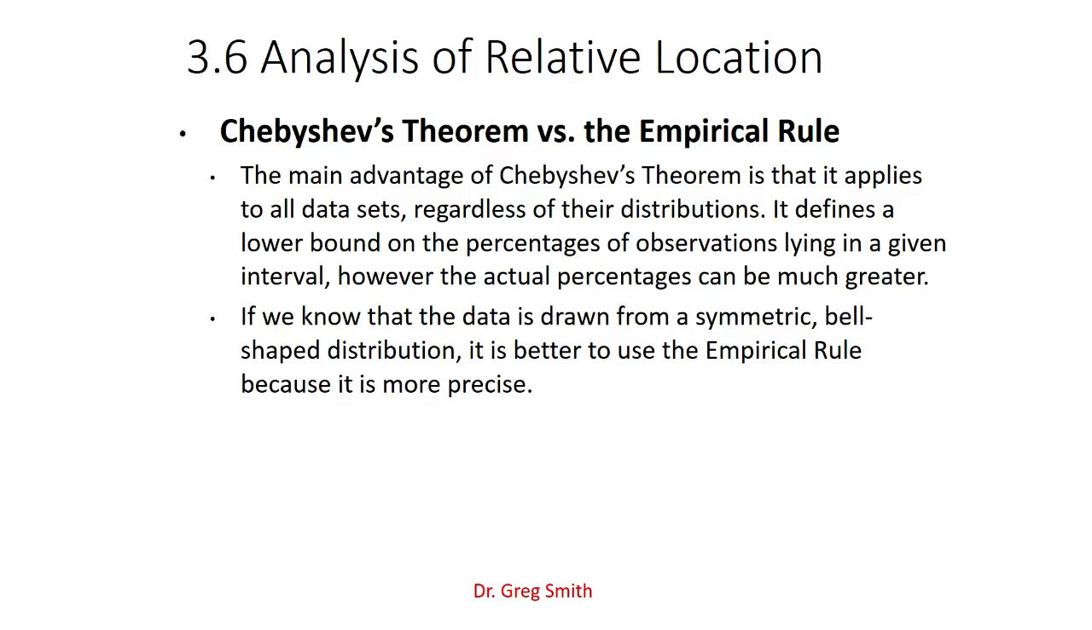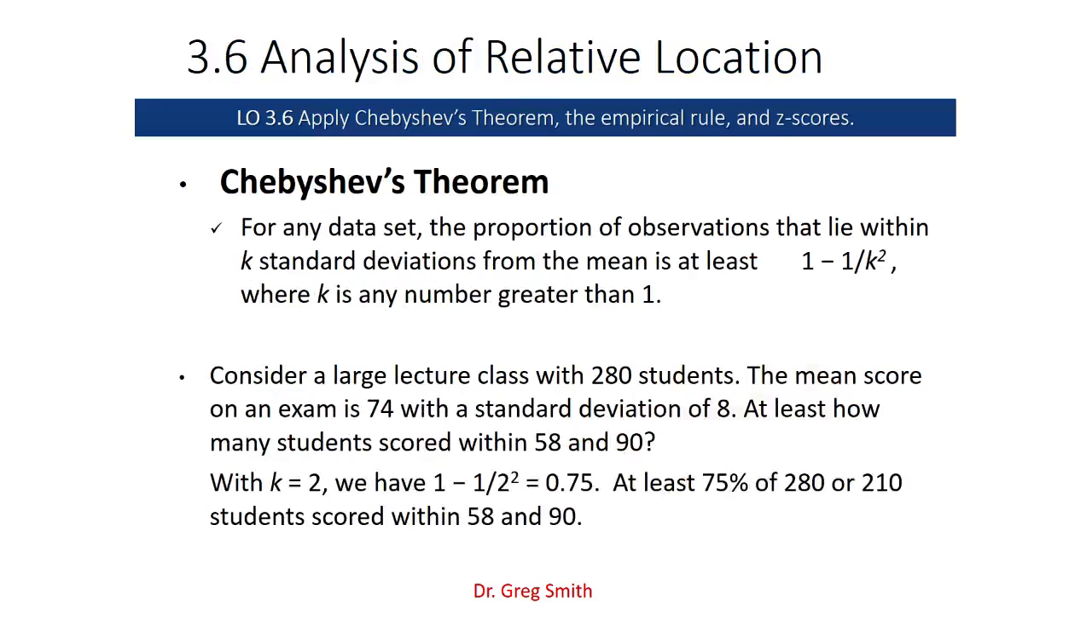The empirical, though, is very exacting. And just to revisit Chebyshev's real quick, this is important. If you look at this example here, you've got 280 students, you know what the mean is, the standard deviation. So you're adding and subtracting 8 from 74, much like you did here. If I add 8, I go up to 82. Add 8 more, I go up to 90. That's how we got between 58 and 90.